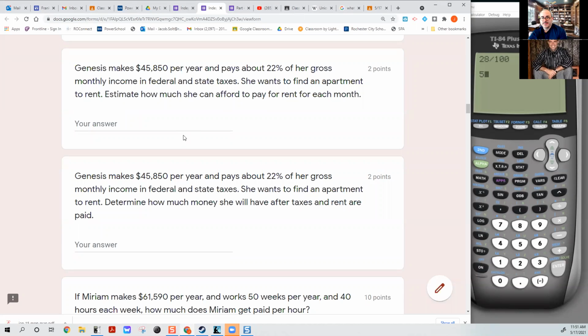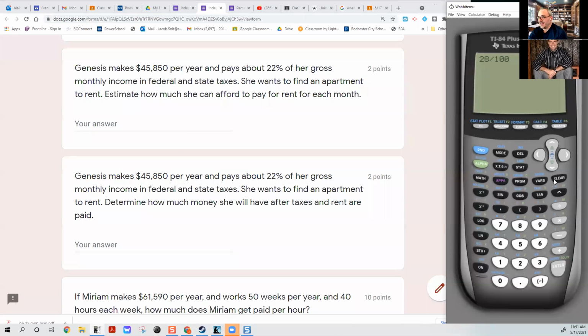Oh, well. Genesis, again, the situation is Genesis makes $45,850 per year. She pays about 22% of her gross monthly income in federal and state taxes. She wants to find an apartment to rent. How much can she afford to pay for rent each month? Let me take the annual, 45,850, and now I want to find out what she makes per month. I'm going to divide by 12, because there are 12 months in every year.